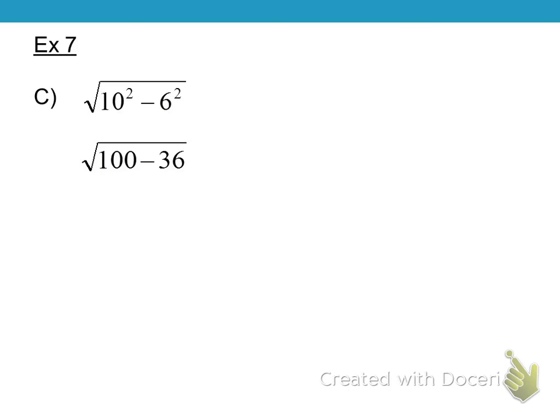The problem is the minus sign. You can't take a square root over a minus sign. By the way, you also can't take the square root of a negative number unless we're talking about imaginary solutions, which we're not going to get into. Come see me as a junior and we will get all in there. All right, what is 100 minus 36? 64. And the square root of 64 is 8.